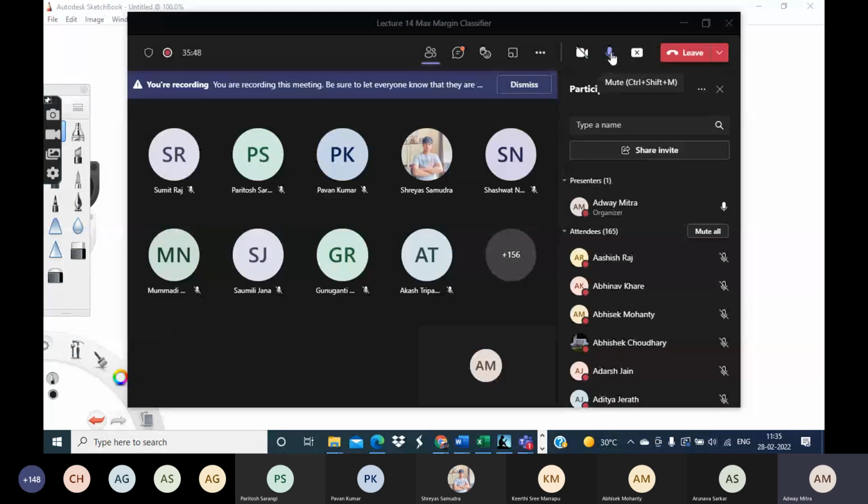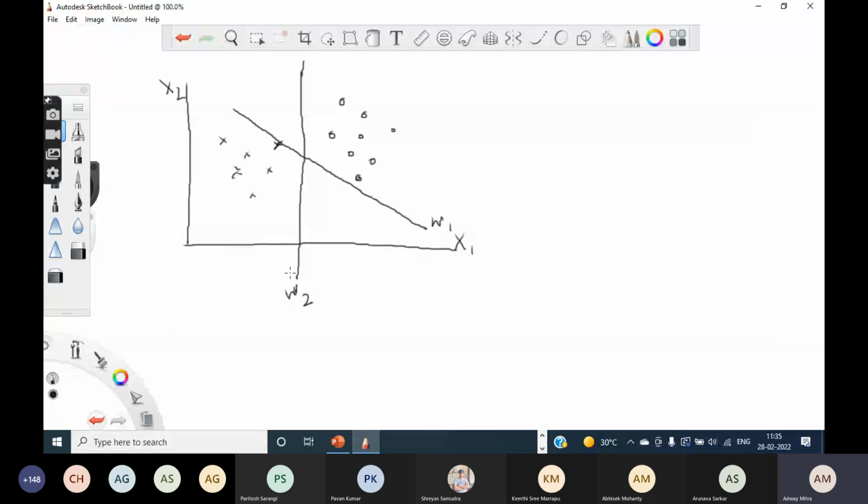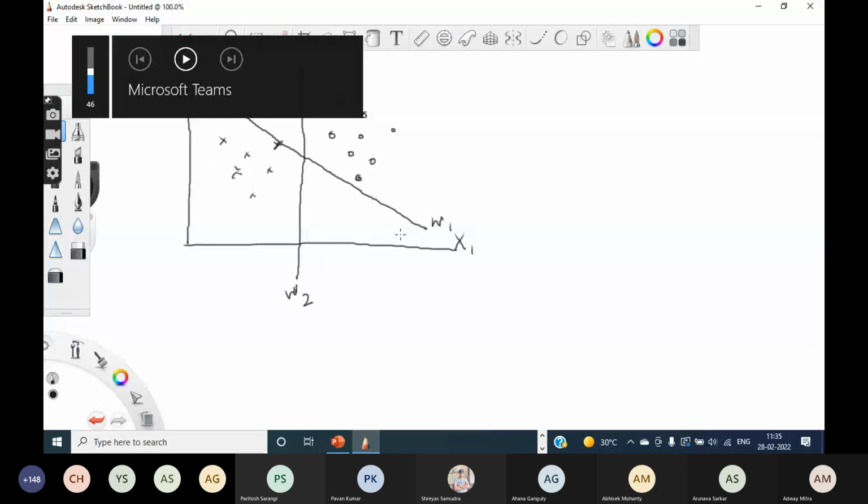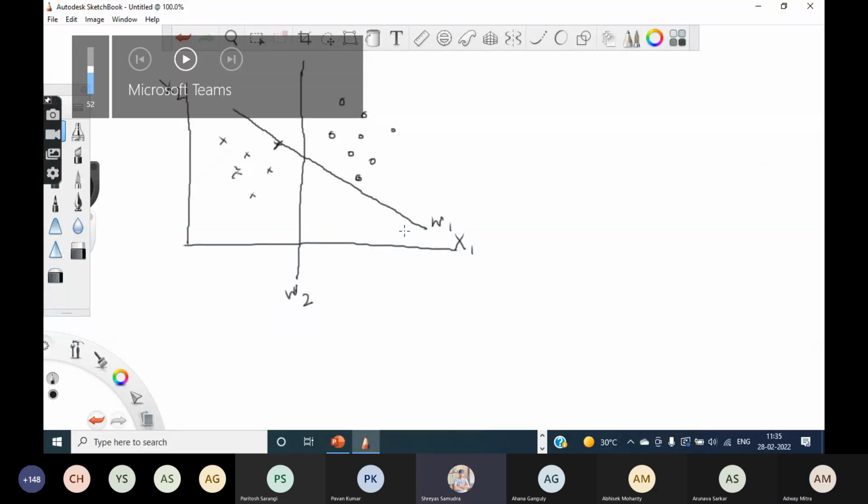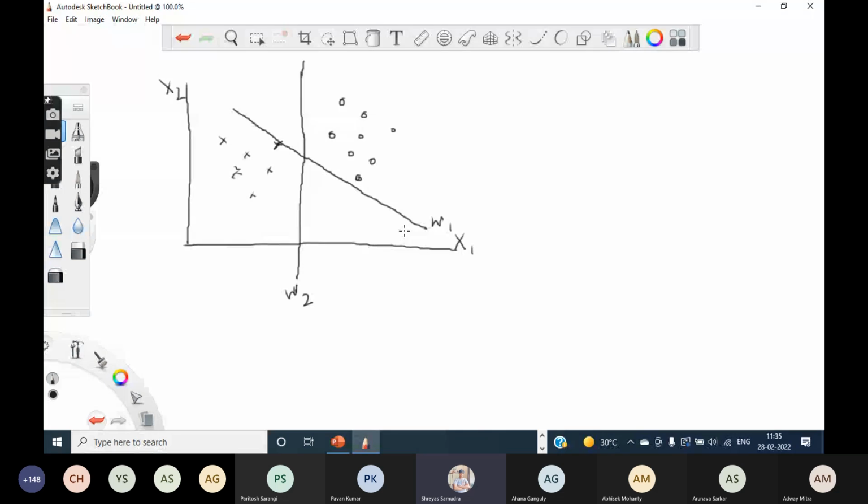So between W1 and W2, do you think both are equivalent, or will you have some preference between these two? W2 should be preferred, I think. And why? Because if we change the orientation of W1 by some amount, then there will be misclassification. That will not be the case for W2. So that's why I prefer W2.